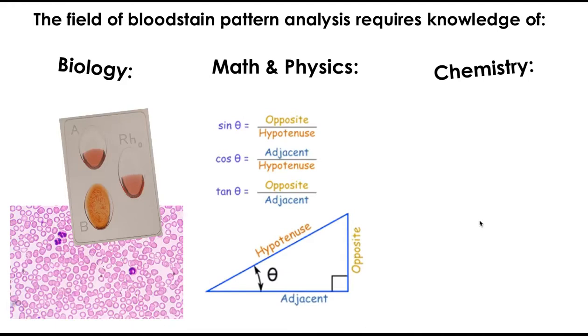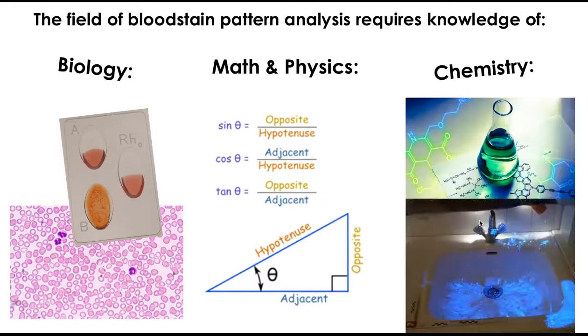Now, we're not going to get too in-depth with it. However, chemistry is also an important field used in blood stain pattern analysis. And you might be wondering, what? Well, this picture down here will give you a very good hint. It helps you in detecting blood.